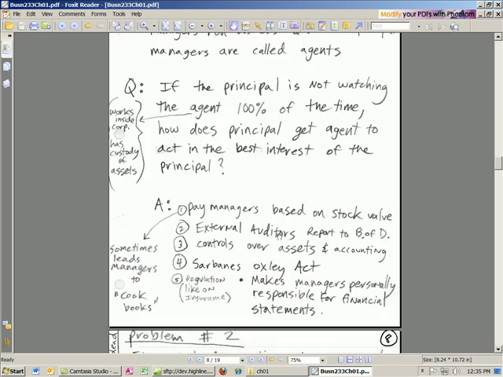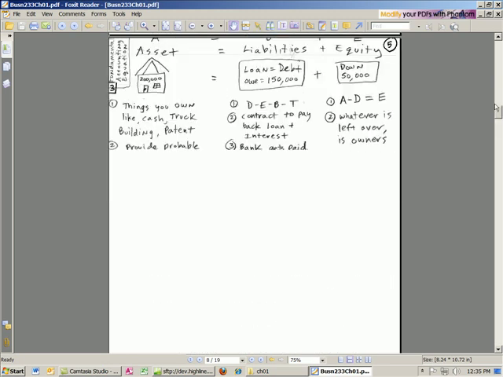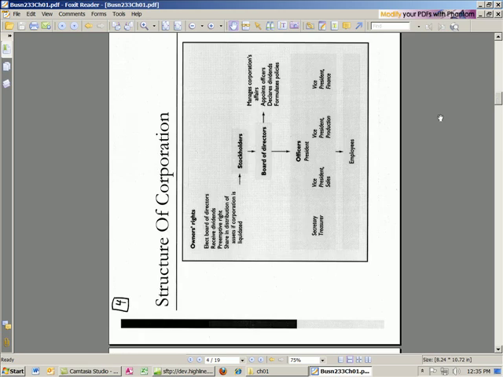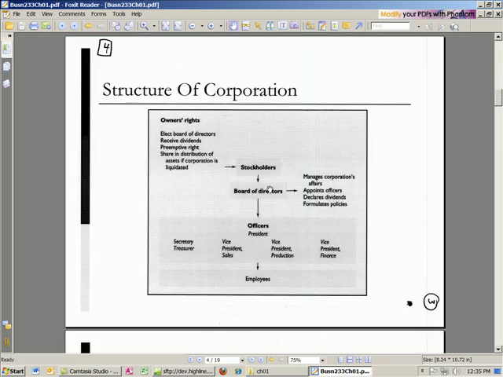Now, what does this mean? This says external auditors report to the board of directors. That means, if we remember our hierarchy here, so let's see if I can flip this. Board of directors, right? So they're up here. So really, the auditors come in and look at the managers, right?